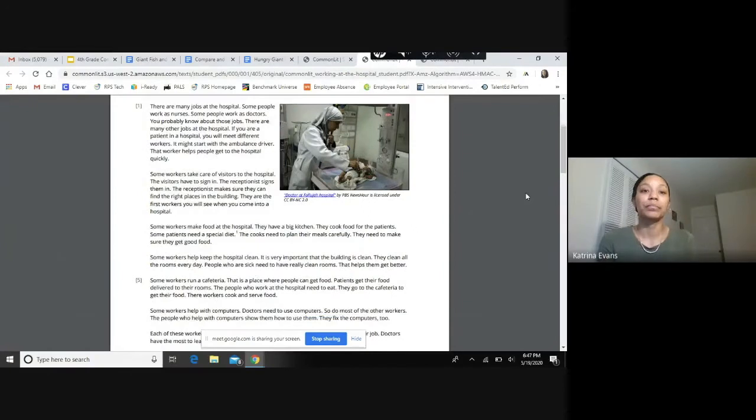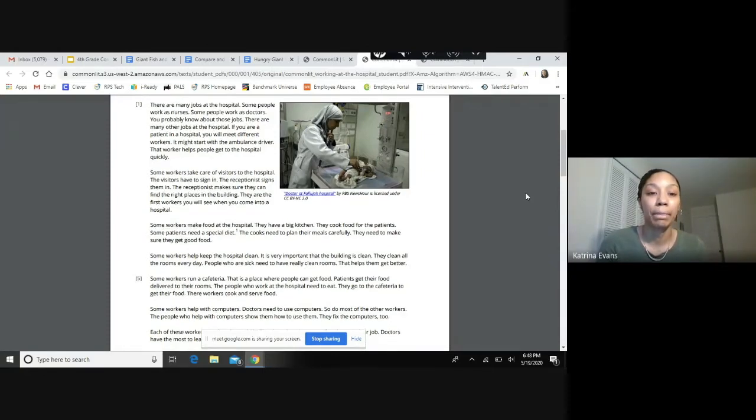Paragraph 1. There are many jobs at the hospital. Some people work as nurses, some people work as doctors. You probably know about those jobs. There are many other jobs at the hospital. If you are a patient in a hospital, you will meet different workers. It might start with an ambulance driver. That worker helps people get to the hospital quickly.